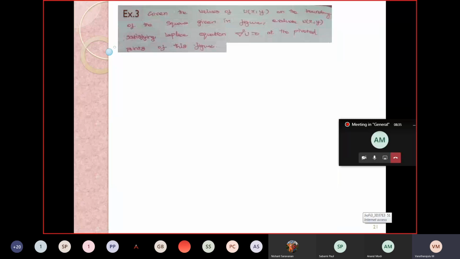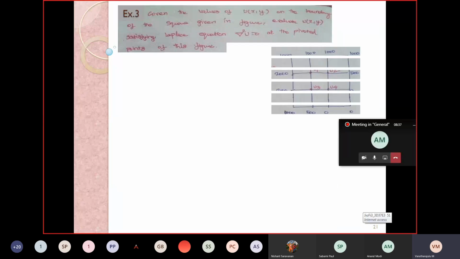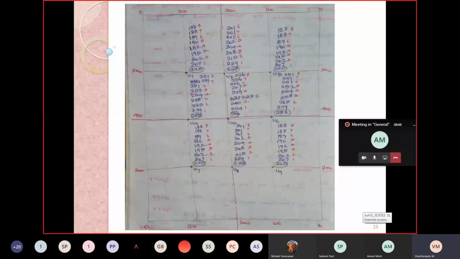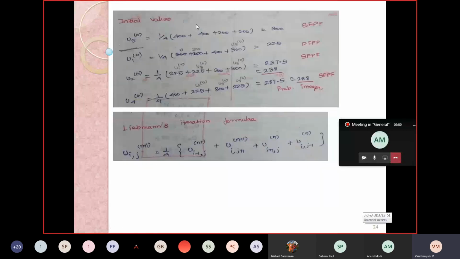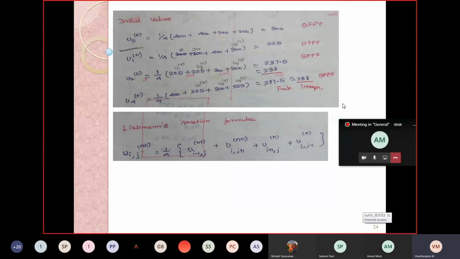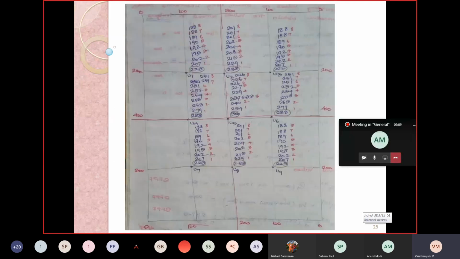And similarly, we have solved exercise number 3. I have requested you to solve this problem, and this is your solution. Here there is a similarity. We are going to find u1, u2, u4 and u5 alone. Others are symmetric. Do not calculate the other values, write them in the table. Then it is easy to calculate.